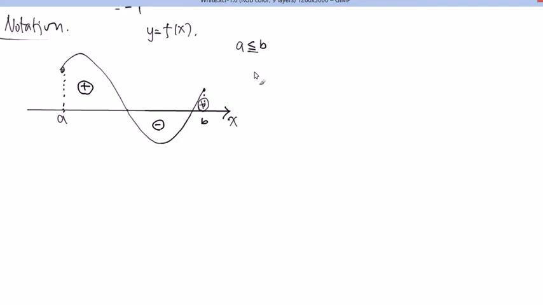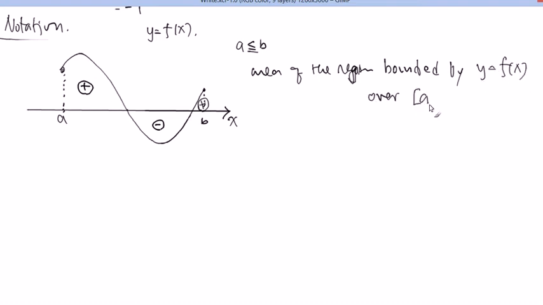So when you're saying the area of the region bounded by the graph of y equals f of x over the interval a to b, we're talking about the area of this one plus the area of that one plus the area of that one, all of them together. But we respect that negative sign there, so they call it the signed area, or some other books call it net area, something like that.